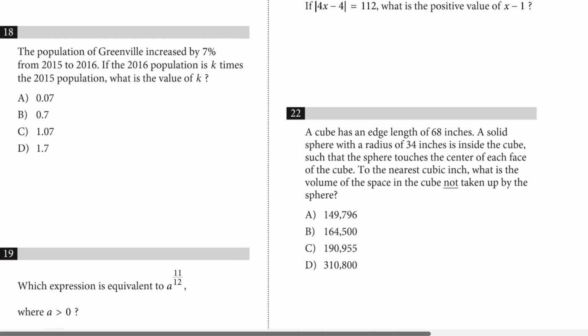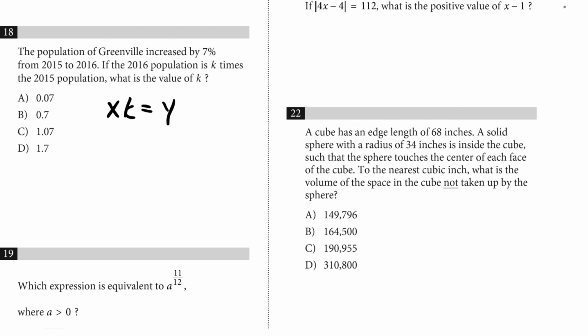The population of Greenville increased by 7% from 2015 to 2016. If the 2016 population is K times the 2015 population, what is the value of K? The way that they word this is whatever the number was in 2015, we'll call it X, is going to be K times more than what it was in 2016. So 2015 times the percent change equals the value in 2016. We know that it increased by 7%.